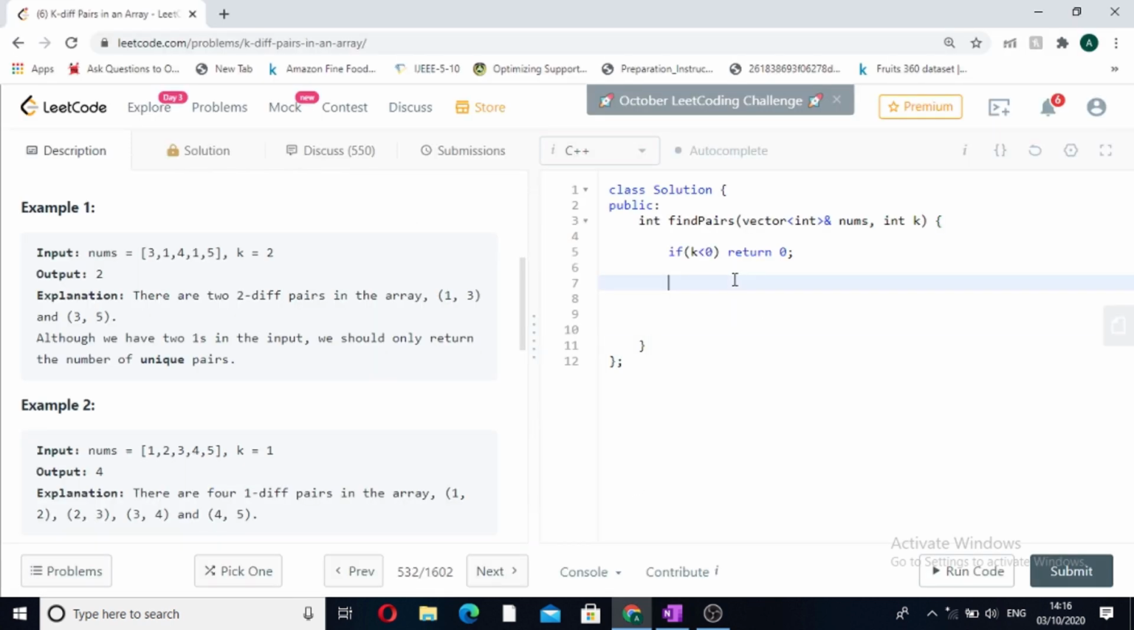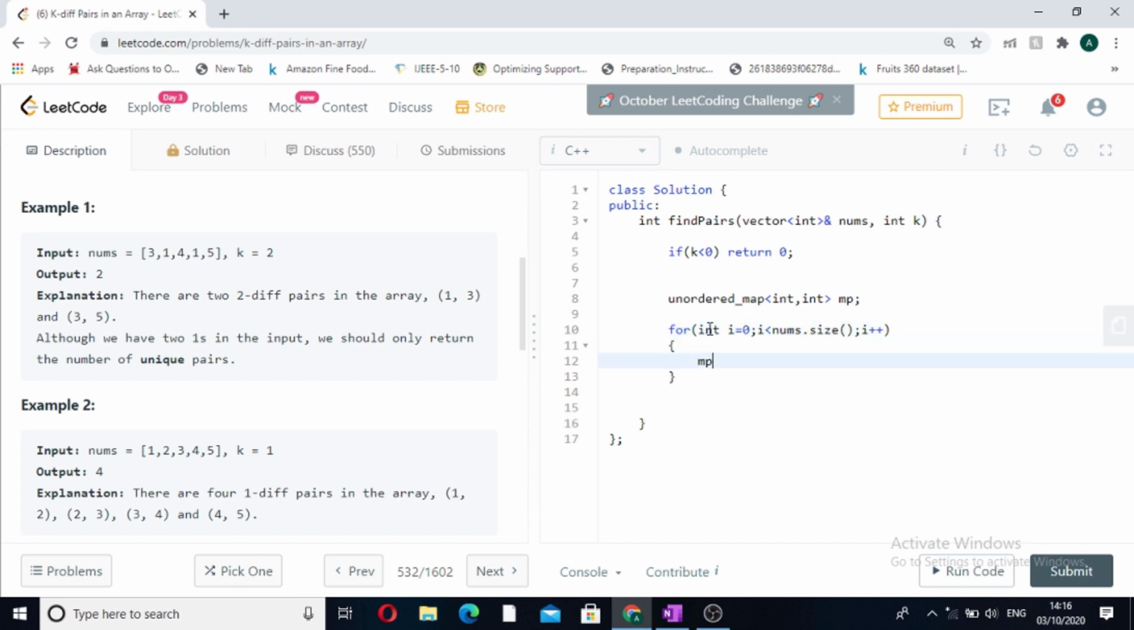Now see, I have already written a base condition for when our k is less than 0. In this case we have to do nothing, but simply return 0. Now what we have to do is form a hash map in which we store each and every element with its frequency. So our hash map will be of int comma int type, and the name of the hash map is mp. So now we will iterate over the array and fill the values in our hash map. So for int i equal to 0, i less than nums.size(), i plus plus.